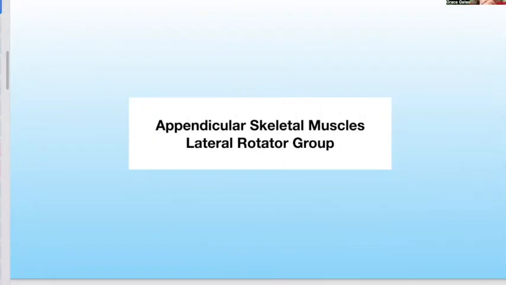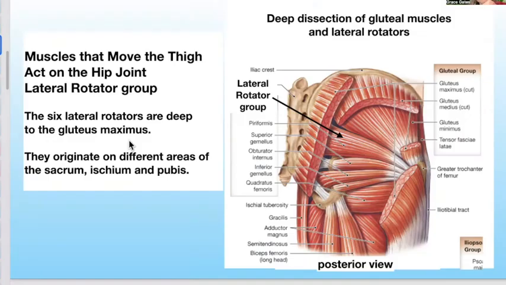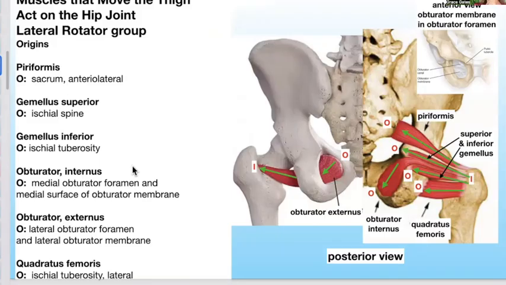Okay, moving on, the lateral rotator group. There are 6 lateral rotators that are deep to the gluteus maximus. They originate on different areas of the sacrum, the ischium, and the pubis. And here's a list for us to go over of where they originate. So the piriformis originates on the anterolateral sacrum.